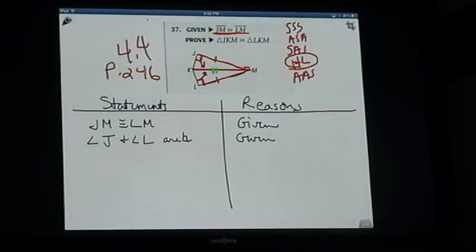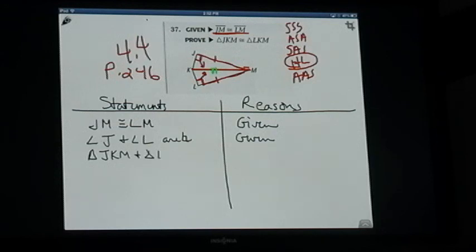Now remember that you have to state the obvious when you're doing these things. So we have to say triangle JKM and triangle LKM are right triangles. And that's by the definition of a right triangle. A right triangle is a triangle that has a right angle, has one right angle. Okay, and you have to say that to use hypotenuse leg.